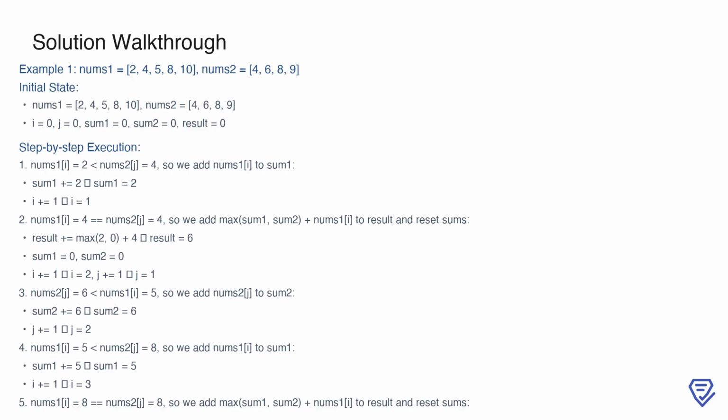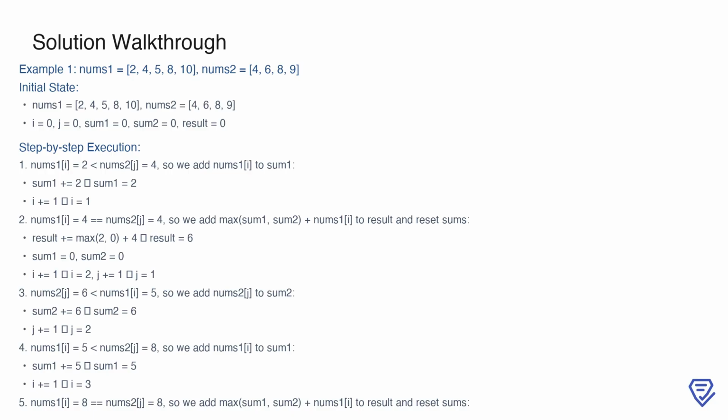Then, we encounter a match where nums1[i] and nums2[j] both equal 4. Here, we add the maximum of sum1 and sum2, which is max(2, 0), along with the common element, 4, to the result. This brings the result to 6, and we reset both sums to 0. The pointers i and j are then incremented to 2 and 1, respectively. Next, since nums2[j] equals 6, which is greater than nums1[i] at 5, we add nums2[j] to sum2, making sum2 equal to 6, and increment j to 2.